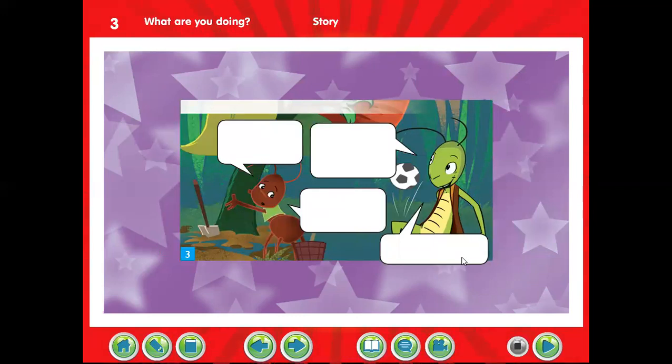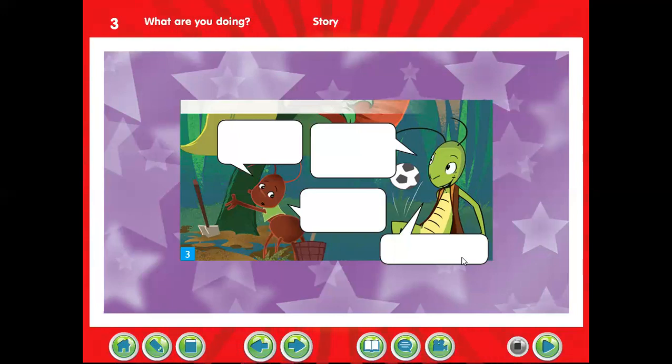The ant is cleaning at home, its house. Jacob, listen again to the question. Pay attention to the question. What is the grasshopper doing? What is the grasshopper doing? He's playing soccer. Very good. He's playing soccer. Okay. He's playing football.